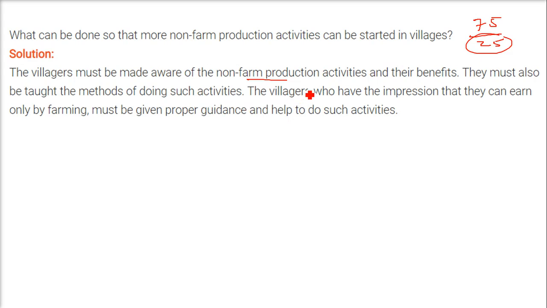So they need to be made aware of all these and their benefits. They must also be taught the method of doing such activities, and the villagers who have the impression that they can earn only by farming must be given proper guidance and help to do such activities like dairy, small scale manufacturing, transportation, and shopkeeping. All these, or computer classes, as we see about Kareem, are options that can be opted for.